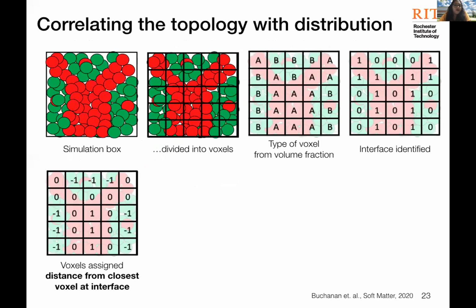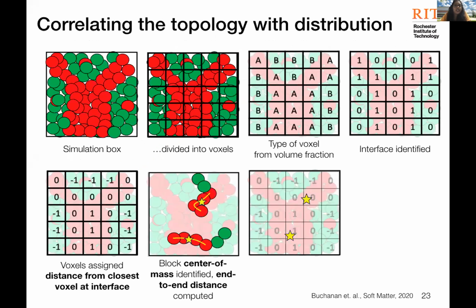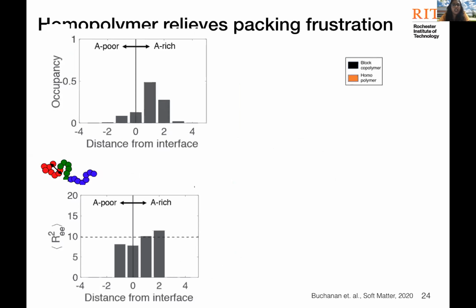Okay, and then after we characterize the topology, we also want to correlate the end-to-end distances, because again, the end-to-end distances are what is going to contribute to entropy. Right, so we can now calculate the block center of mass and identify the end-to-end distance, and then go back to this topology map and figure out how far away from the interface the block is and what its associated end-to-end distances are. So here we looked at the occupancy.